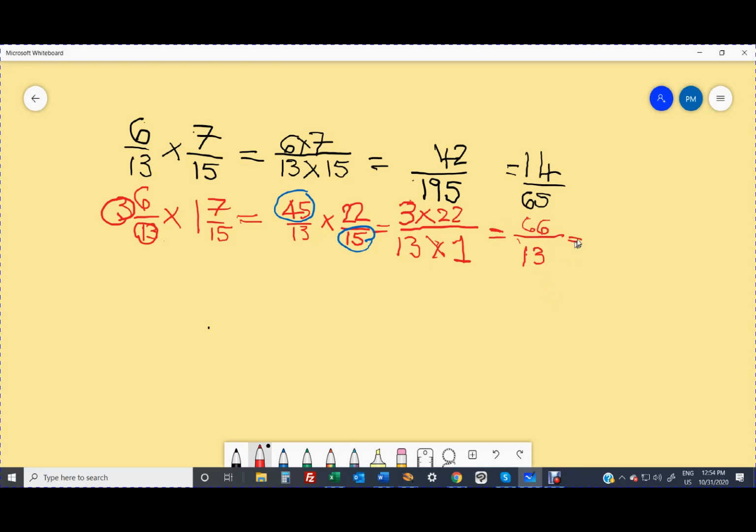13 into 66 will go 13, 26, 52, so 5 times. So the answer is going to be 5 and a little bit over. 5 times 13 is 65, so 1 over 13. So there you go.